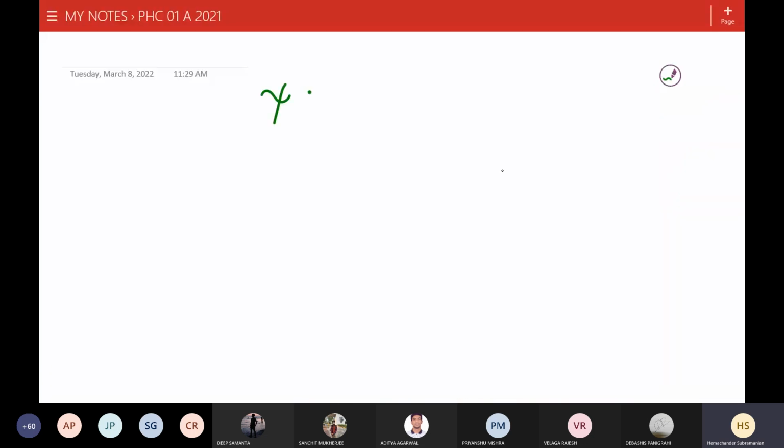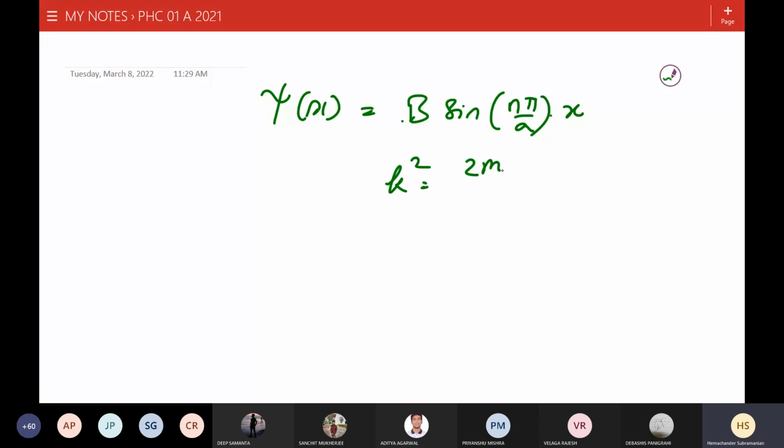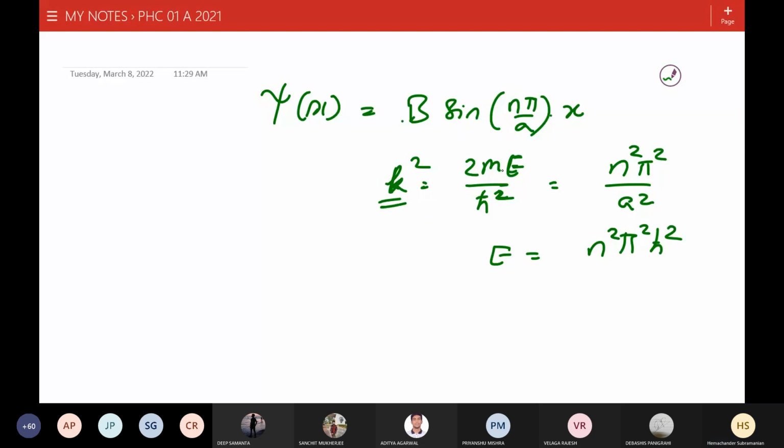We don't have time. So psi of x equals some constant B sine(n pi over a times x). But we know that k squared is 2mE over h bar squared. This is just a parameter that we introduced, right? So now k squared is n squared pi squared over a squared, right? From this you can get E. So E is n squared pi squared h bar squared over 2m a squared.